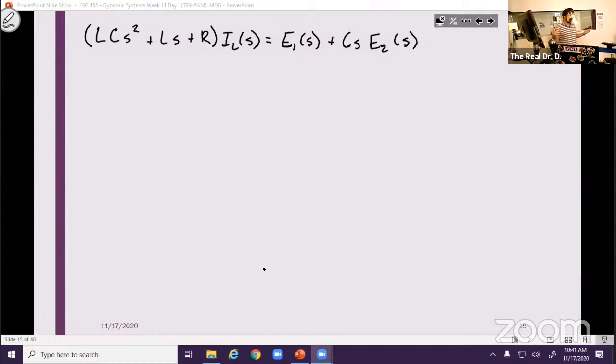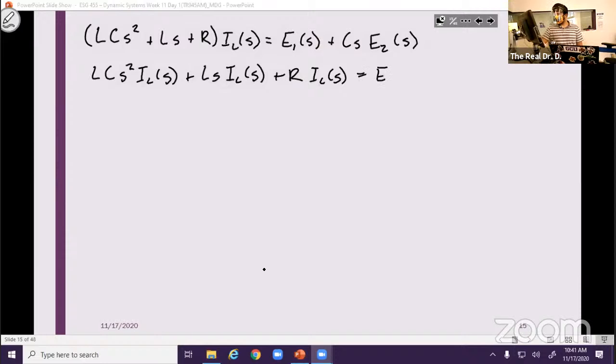Just that the S's are D's in the time domain. So I can multiply through here. I'll get LCS squared IL of S plus LS IL of S plus R IL of S is equal to E1 of S plus CS E2 of S.